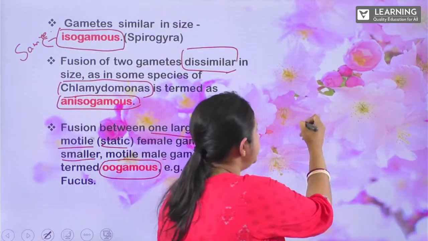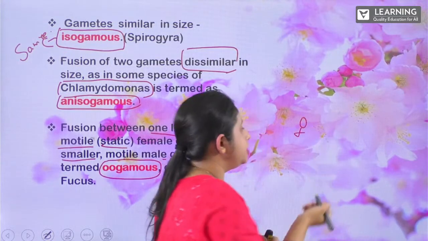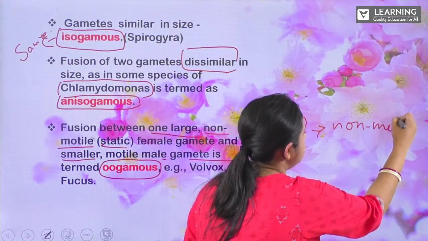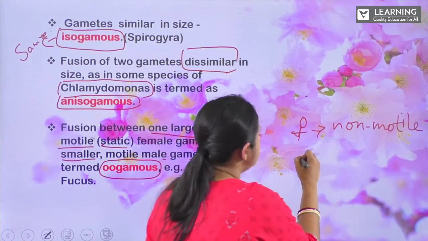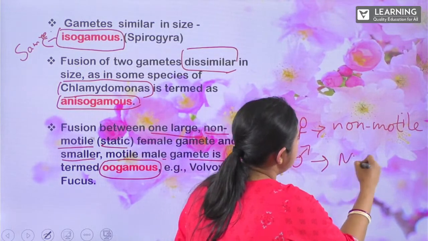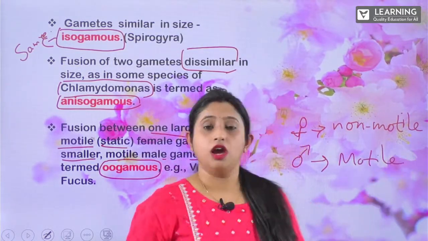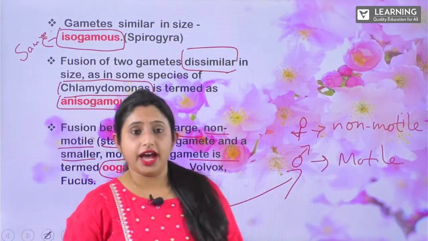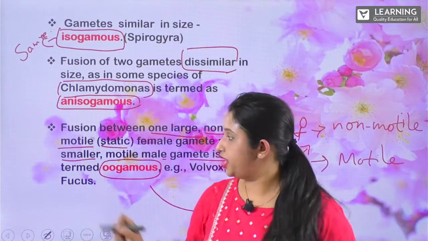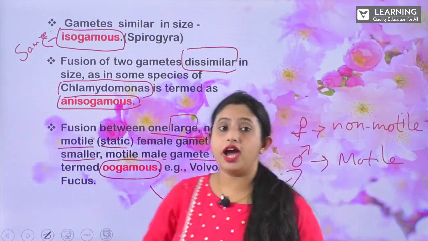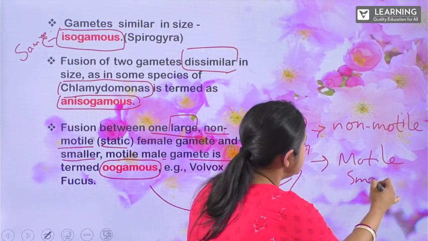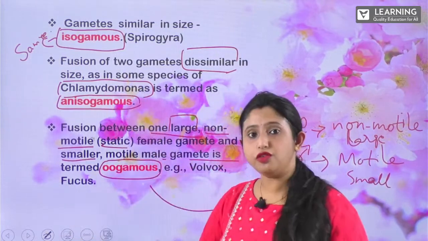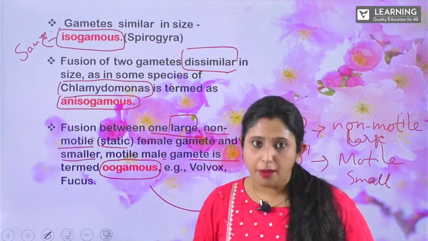And the smaller and motile male gamete. So in oogamous, the female gamete is non-motile and large, whereas the male gamete is motile and small. So that is nothing but oogamous. So there are three types of gametes.